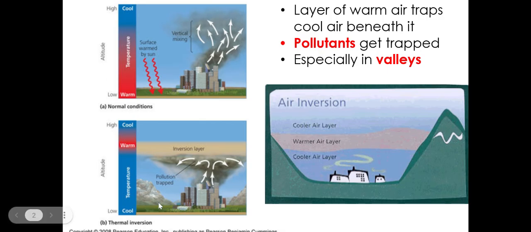But in a thermal inversion, that cold air is trapped, and so those pollutants are going to hit that inversion layer and they're going to come right back down. We see this often in cities like Los Angeles, where there's smog. It's basically just the pollutants are trapped beneath that warm layer and they can't go up.